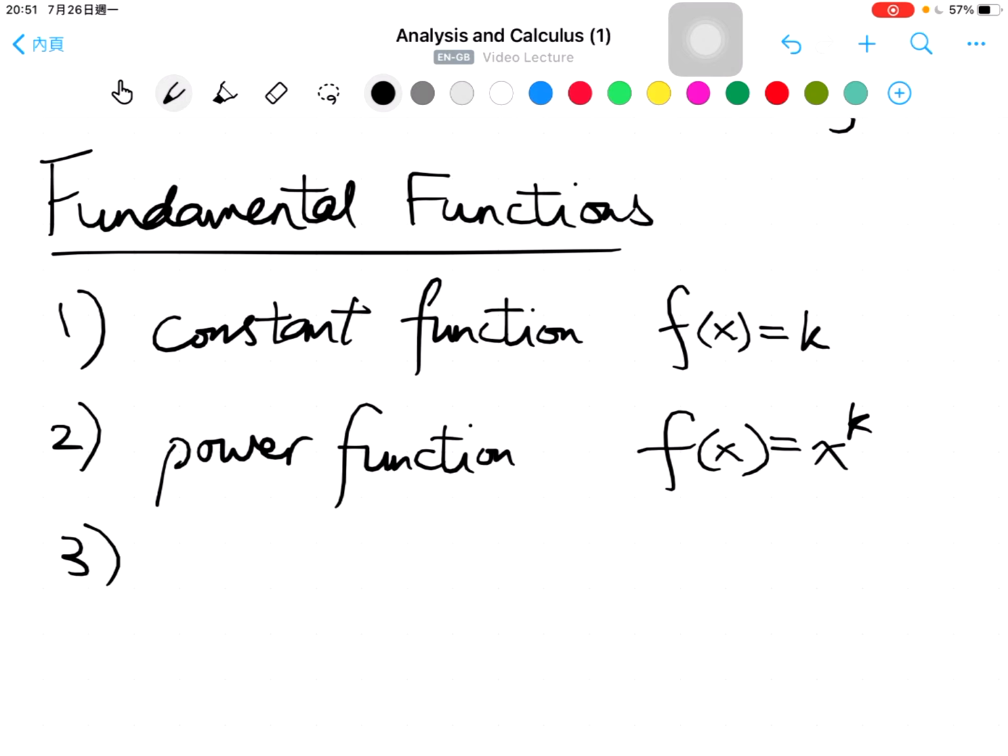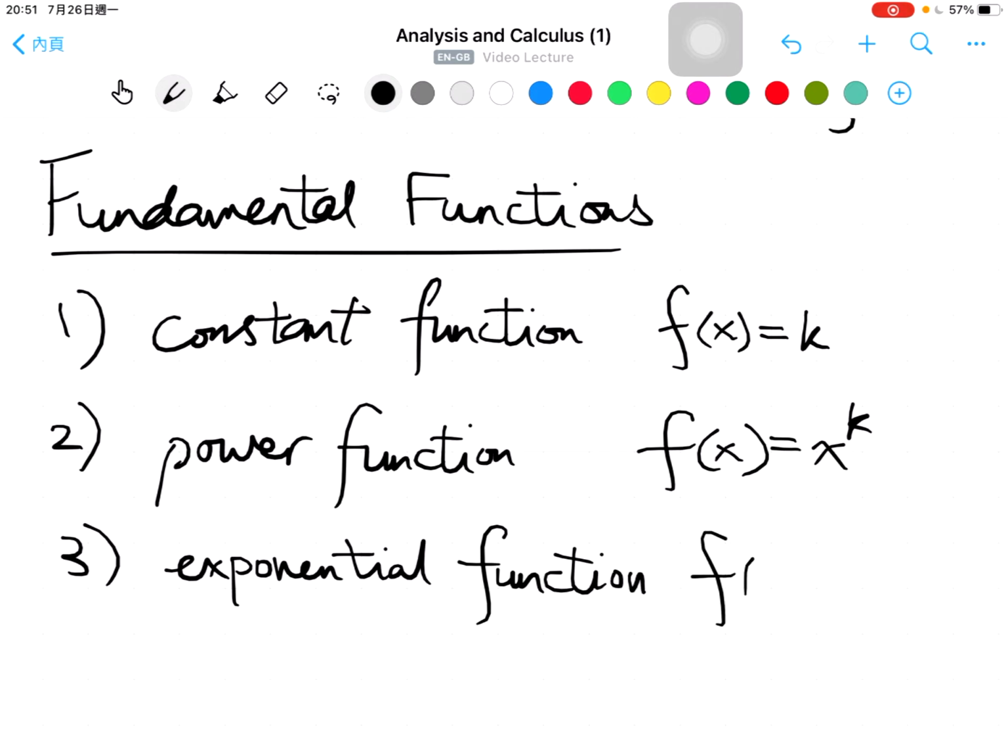The third type, exponential function. Now, in history, exponential function refers to f(x) equals some number that we nowadays call e raised to the power x. But now, exponential functions, nowadays, again, I repeat, nowadays, exponential functions refer to some constant raised to the power x. It's generalized one step further.